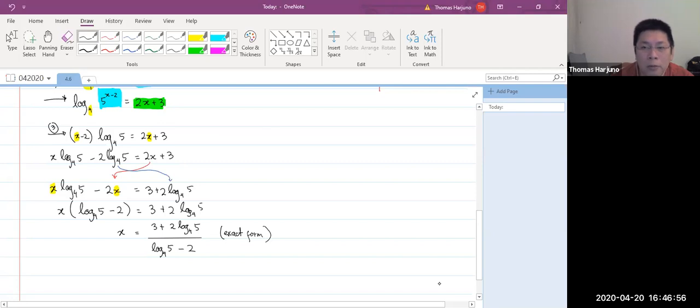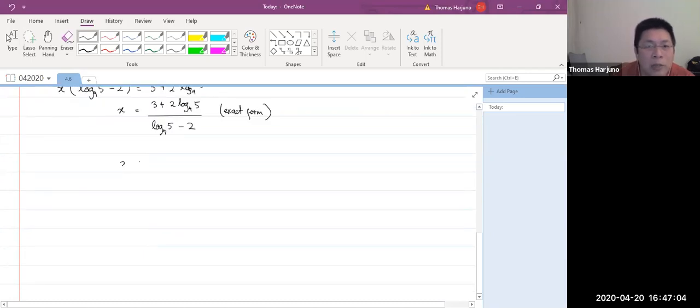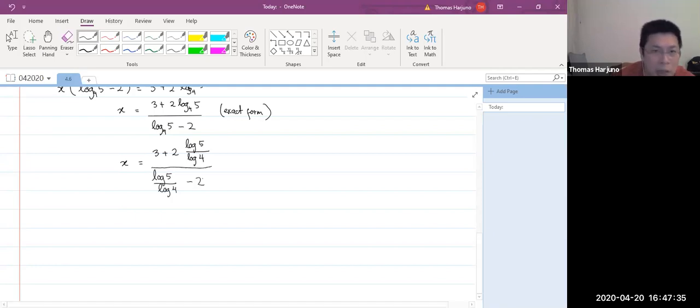Now I continue further to find the approximate form. To find the approximate form, it will look like this. Let me rewrite it first. I do the change of base first. This will be 3 plus 2 times log 5 over log 10. I'm sorry, log 4, over log 5 over log 4, minus 2. By the way, you still can call this an exact form because I don't do any decimal yet.